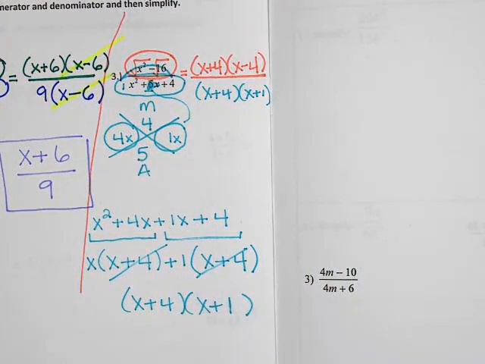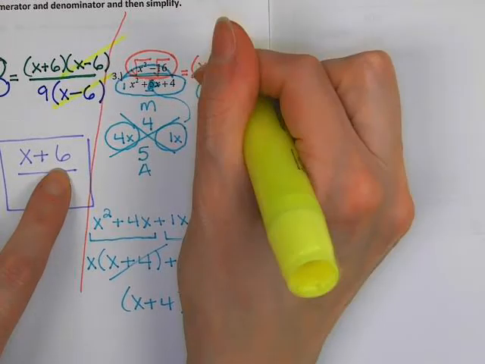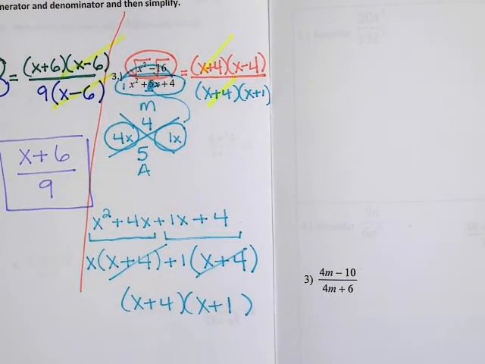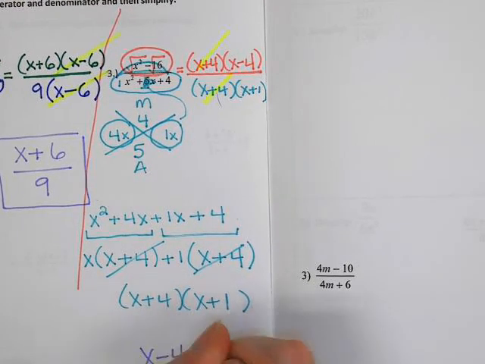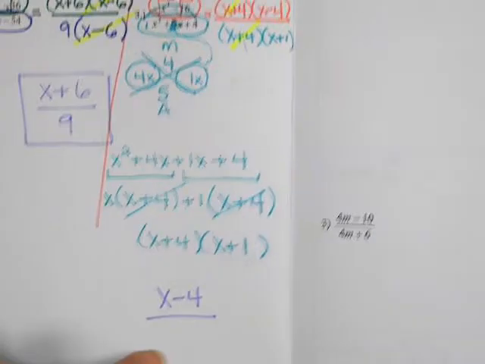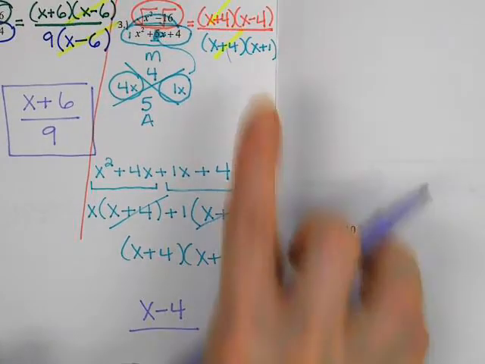All right, after all that work, we get to cancel any common factors. And these two are the same, so they cancel. So final answer is this. X minus 4 over, running out of room, x plus 1.